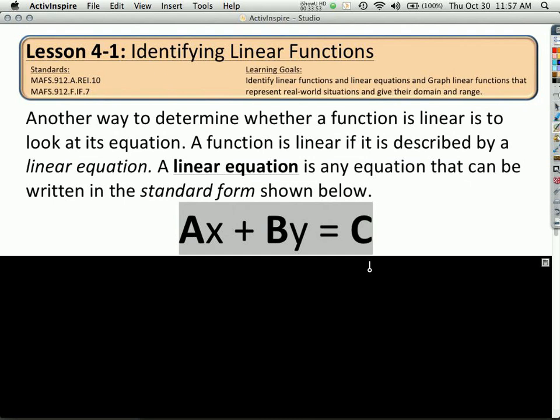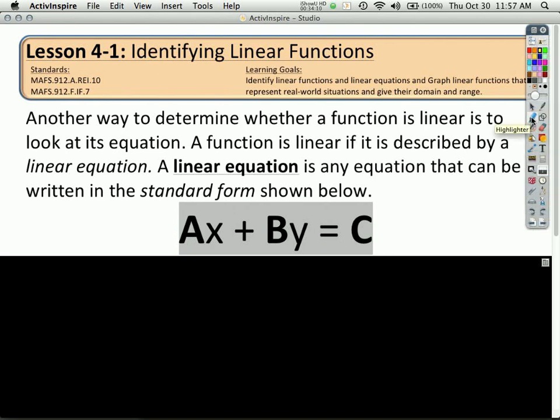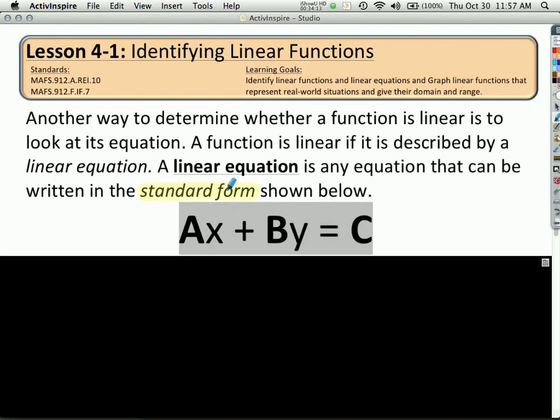Another way to look is to look at the equation, and if an equation can be rewritten to look like this, then you can also say that it's linear. That form is called standard form. That word form is important because it's just one way of writing the same thing. So a linear equation or a linear function could be written in standard form. Another way to say it is the other direction. If you look at an equation and it's in standard form, then you know it's linear.